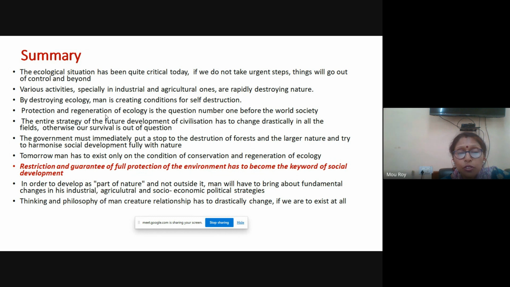In order to develop as part of nature and not outside it, man will have to bring about fundamental changes in his industrial, agricultural, and socio-economic political strategies. The thinking and philosophy of man-creature relationship has to be drastically changed. Then only can we exist.